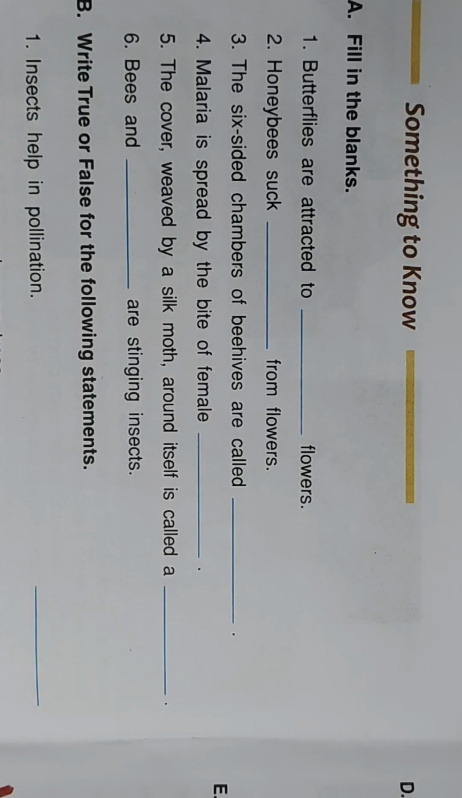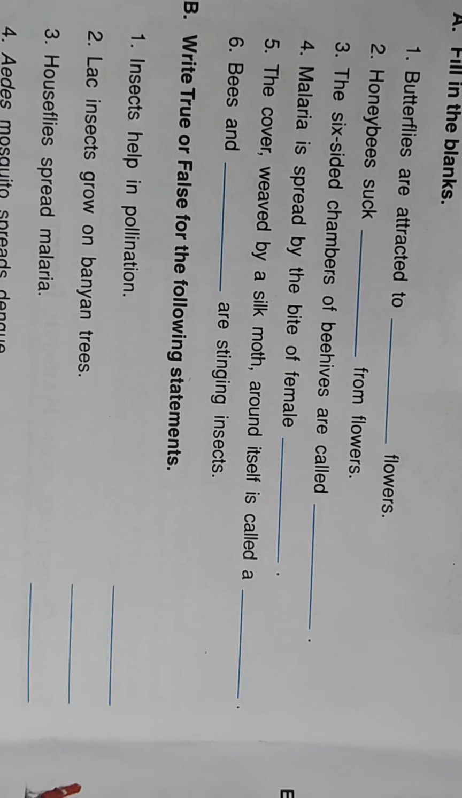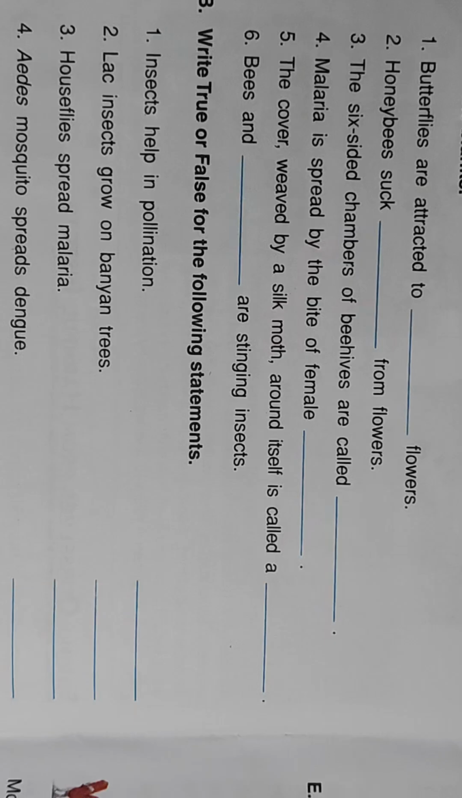Malaria is spread by the bite of female Anopheles mosquito. The cover woven by a silk moth around itself is called a cocoon. Bees and wasps are stinging insects. Insects help in pollination. True.